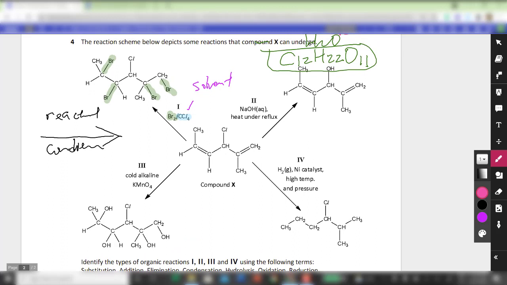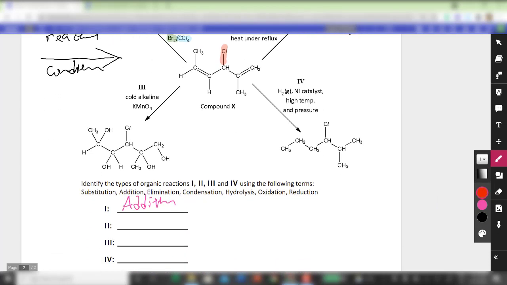Okay, then for 2 over here, you realize that Cl is being replaced by OH. Because it's something like a 1-for-1 replacement, similar to secondary school, we'll call it a substitution reaction. Okay, so this will be a substitution.